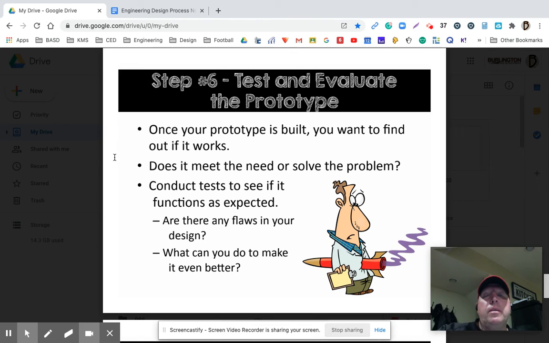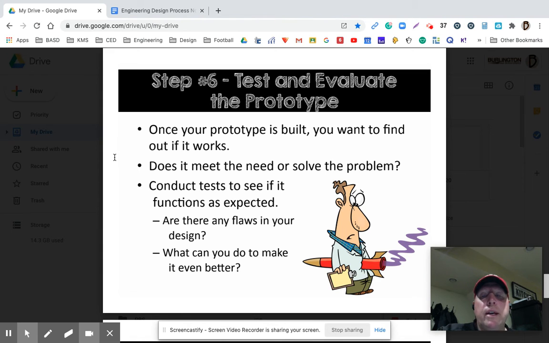Test and evaluate the prototype. I guess I kind of skipped ahead here. Once your prototype is built, you want to find out if it works. Does it meet the need or solve the problem? Conduct tests to see if it functions as expected. Are there any flaws in the design? And what can you do to make it even better?